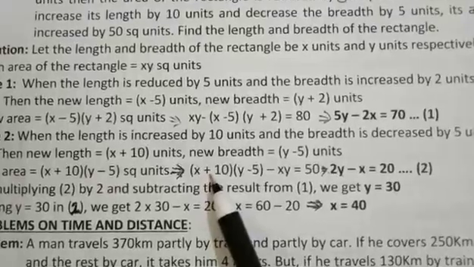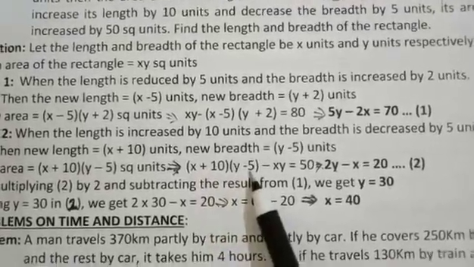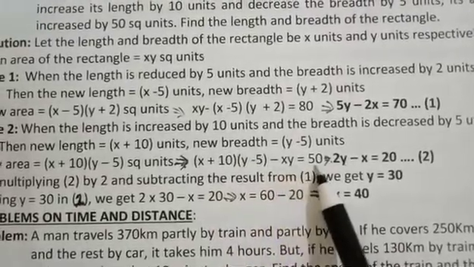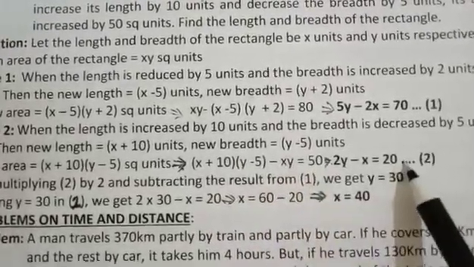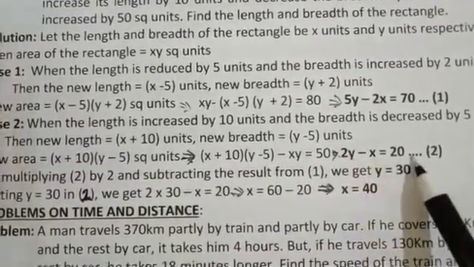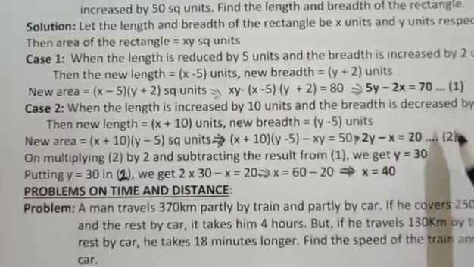Now the equation part: the new area is more than the original area by 50. So (x plus 10) into (y minus 5), this is the new area, minus xy equals 50, which on further solving will give me the second equation, 2y minus x is equal to 20. Now we have got both the equations.